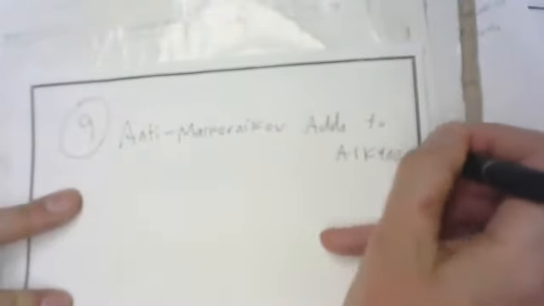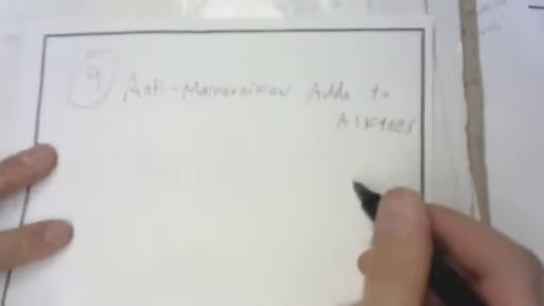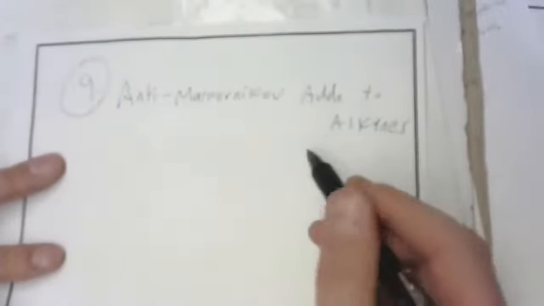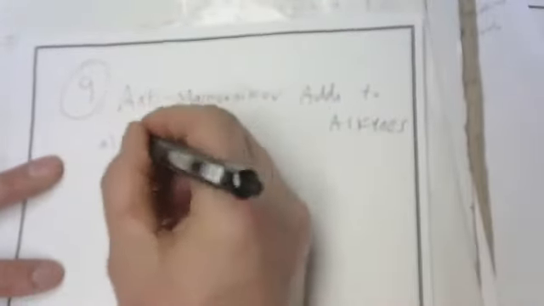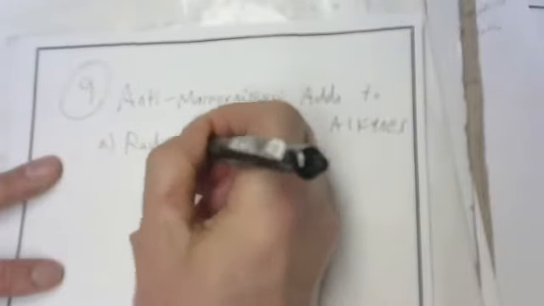Number 9. So we did Markovnikov, and what's the opposite of Markovnikov? Antimarkovnikov addition to alkynes. So these will be analogous to the Antimarkovnikov reactions of alkenes. Okay, first one. Radical addition of HBr.